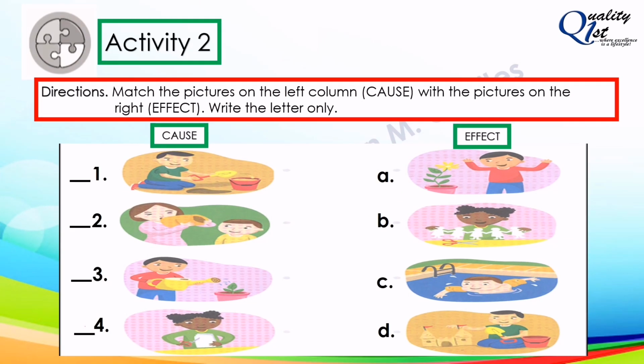For activity number 2, match the pictures on the left column, which is the cause, with the pictures on the right column, which is the effect. You just have to write the letter of the correct answer. Okay?